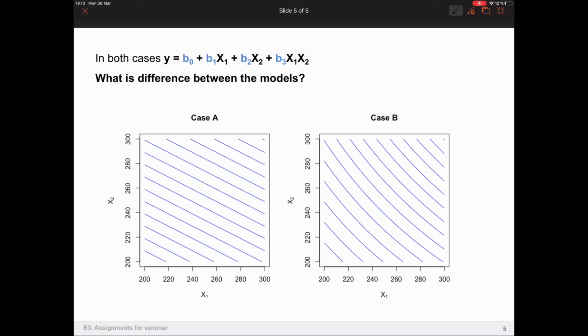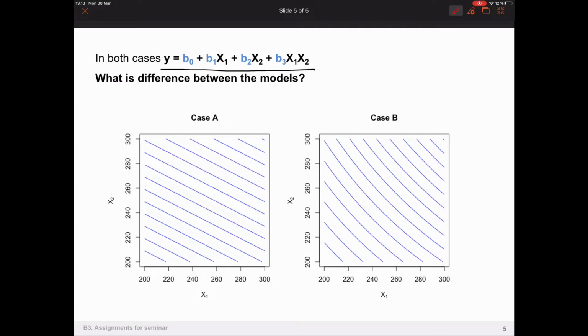So finally, the last exercise, and it will be a very short one. Again, we are talking about MLR regression with two x variables and one y variable. And we have two regressions. We have two cases, A and B.